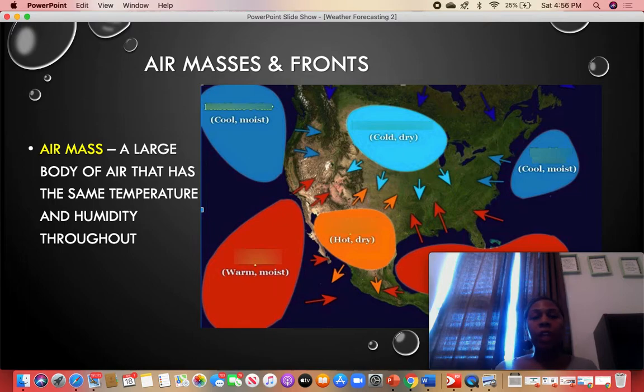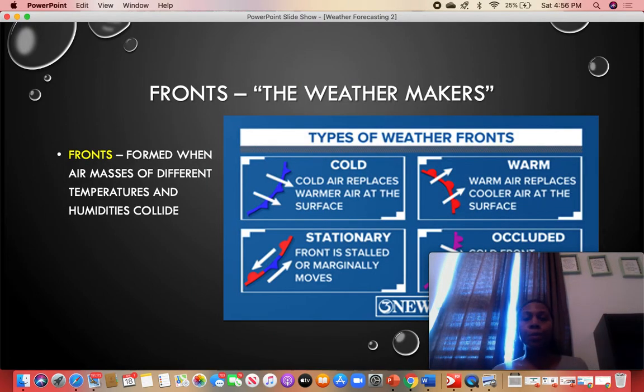And what happens when these air masses move and they begin to interact and collide with each other, when these collisions happen, they form what's called a front. So fronts are nicknamed the weather makers because it's with fronts that we get a lot of our weather systems that bring precipitation, whether rain or snow or sleet or hail as well. Okay. So there's 4 types of weather fronts. And I showed a video in class that discussed the cold and warm, but I want to review those again.